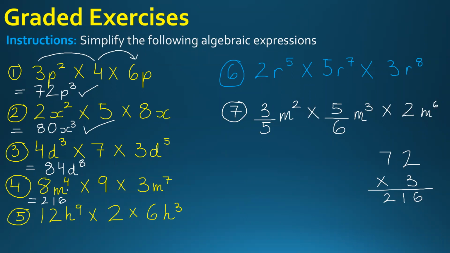All right, and then what do we do with the M's? My answer is M11. M11. 7 plus 4 is 11. Very good. So 216 M to the power of 11. Okay, very good, good.